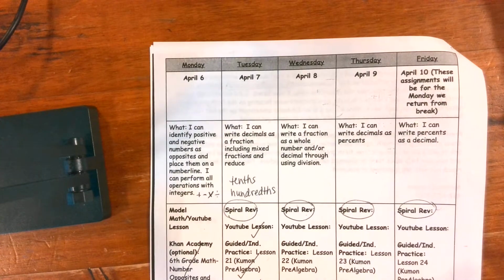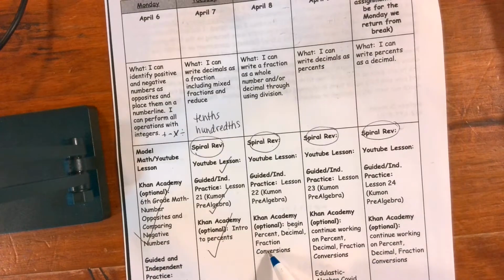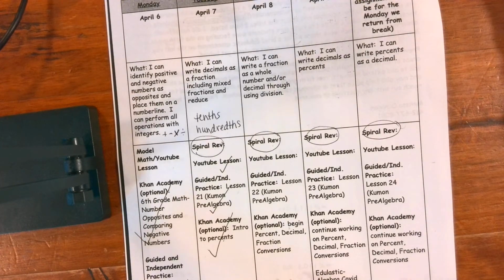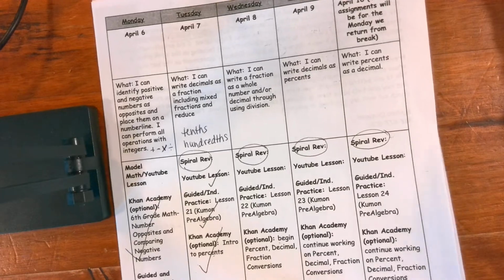And then, of course, I'm recommending that you work on Khan Academy. This is a great way to practice all your different skills. And this is going to piggyback on all the learning that we did with decimals and fractions in 5th grade. And it's going to build up to all the pre-algebra skills with ratios and proportions for 6th grade.